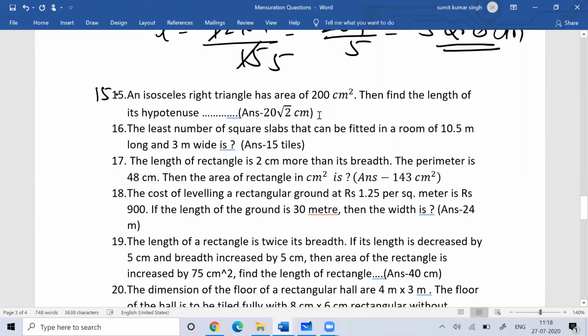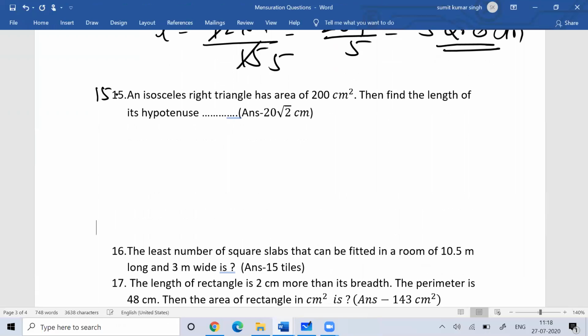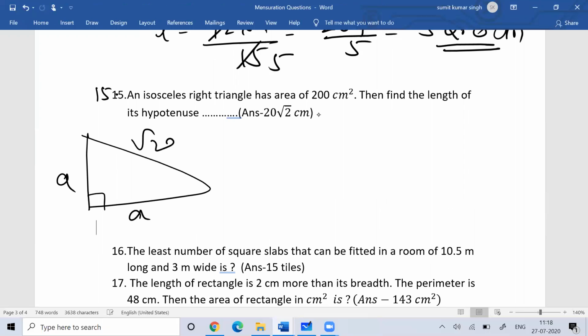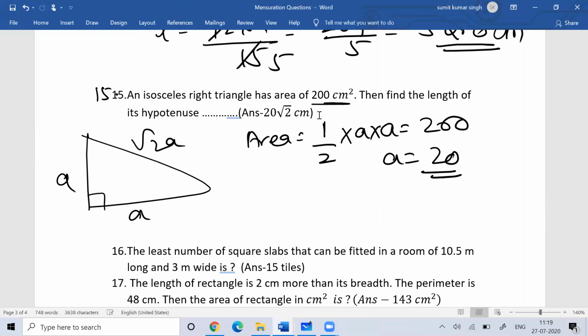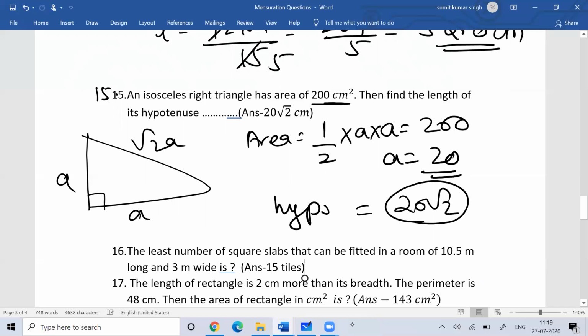Okay. Now an isosceles right angle triangle. So this side is a, the hypotenuse is root 2 a, and it has an area of 200. So what is the area of this triangle? Area of the triangle is half into base into height. That is equal to 200. So a square is equal to 400, so the value of a would be 20. Then what is the length of the hypotenuse? Length of the hypotenuse is root 2 a. The hypotenuse would be 20 root 2. And you understand, right? Then the next question.